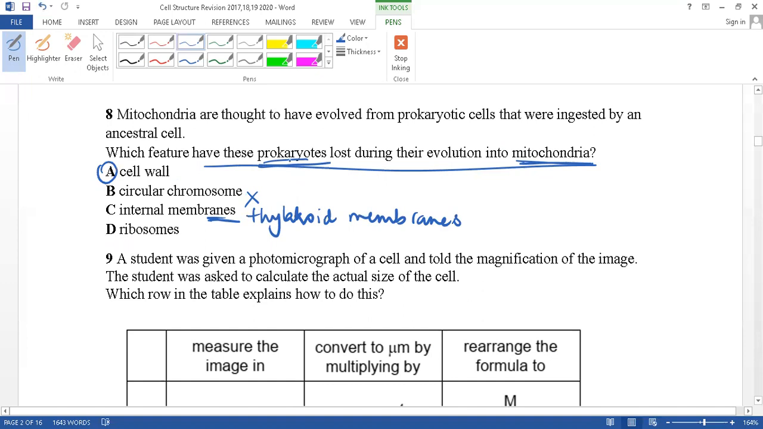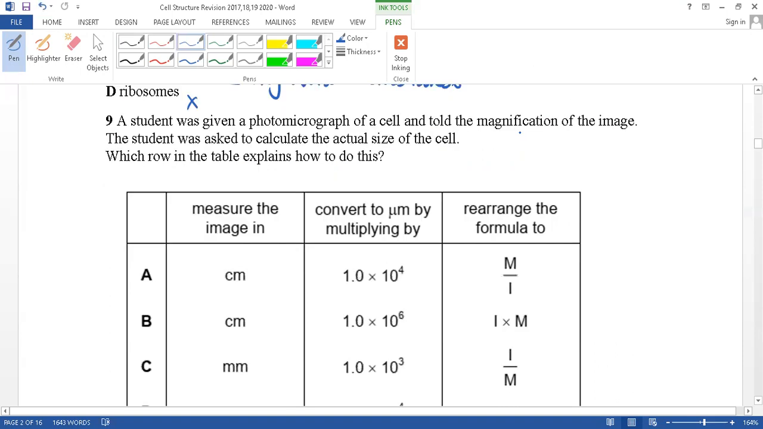Then ribosomes. Prokaryotes also have ribosomes and mitochondria also have ribosomes. So they both have ribosomes, so they have not lost ribosomes either. So it's the cell wall which is being lost when they have evolved from prokaryotes to mitochondria.